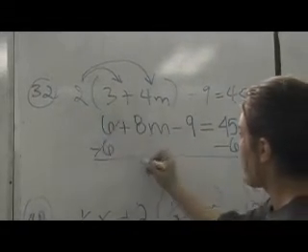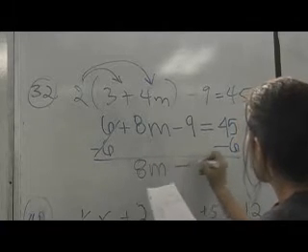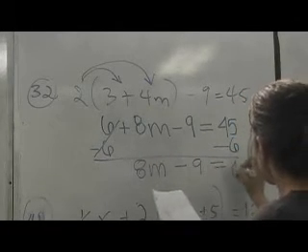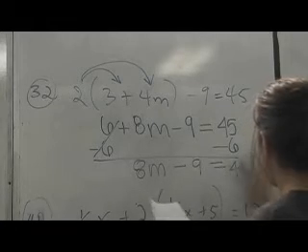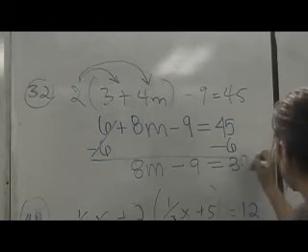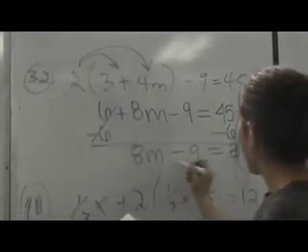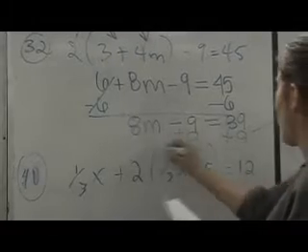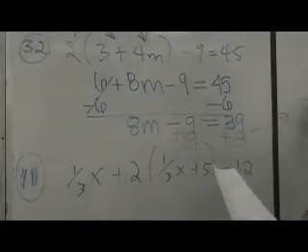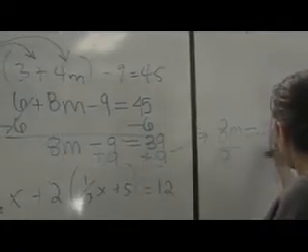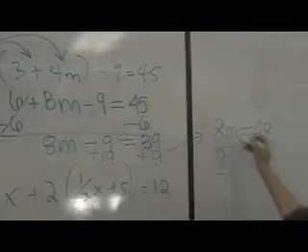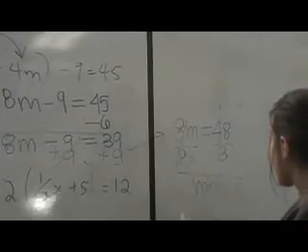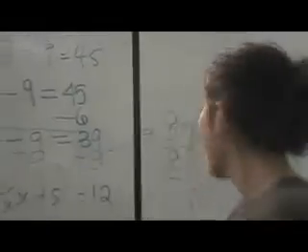And then this cancels out. And then it's 8m minus 9 equals 39, sorry. Good. Add 9, so you can make it happen. Just put an arrow and do it to the right of you. And then it cancels out. And it's 8m equals 48, and you divide it. And then m equals 6. Good job. Give her a hand, please.